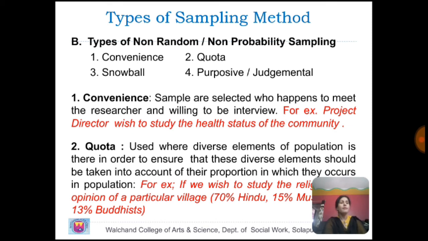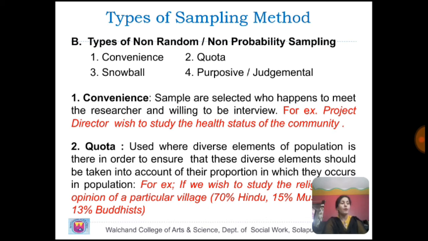The second non-random or non-probability sampling method type is quota. It is used where diverse elements of population are there, in order to ensure that these diverse elements are taken into account in the proportion in which they occur in the population. For instance, if we wish to study the religion-wise opinion of village dwellers, whereby the population of that village comprises 70% Hindus, 15% Muslims and 15% Buddhists, and we want to study their voting preferences in a sample of 100 people, then the researcher can interview the people about their voting preferences and religion.